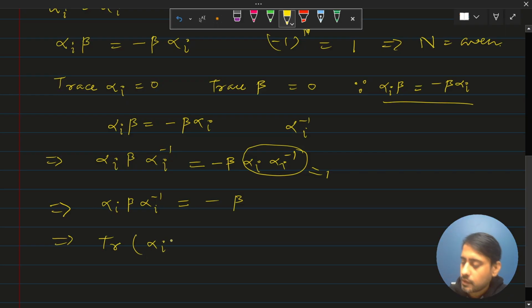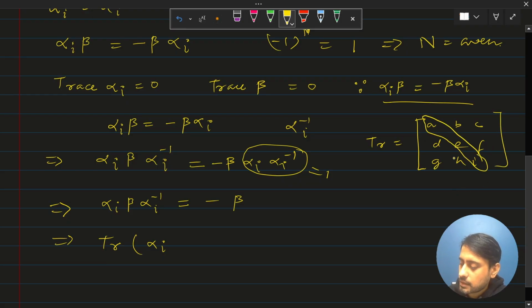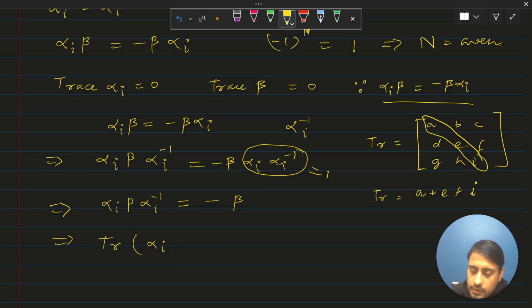If some of you are not aware of what is meant by trace, then for any matrix, say A B C, D E F, G H I, the trace is given by the sum of the diagonal terms. So for this matrix the trace will be A plus E plus I. Alpha is a matrix which is a 4 by 4 matrix. We have already seen this, and further we will see it.